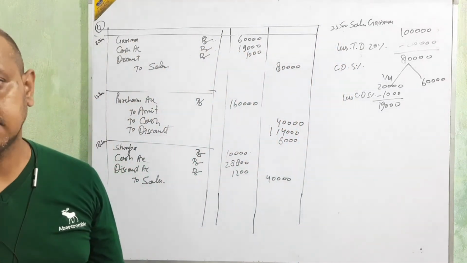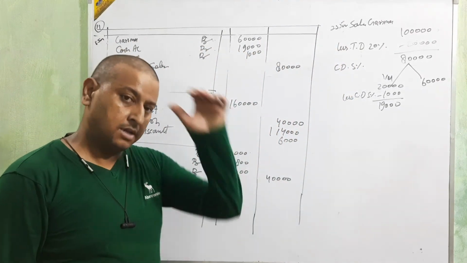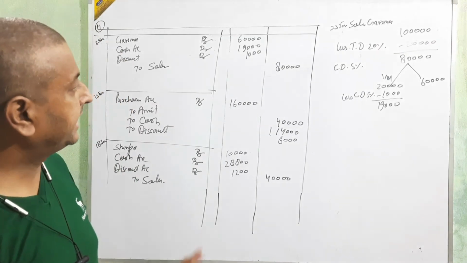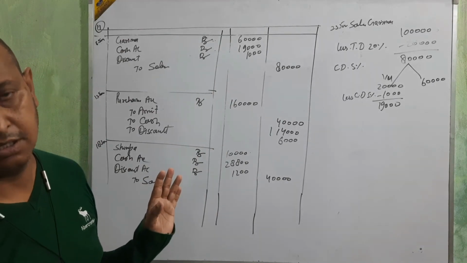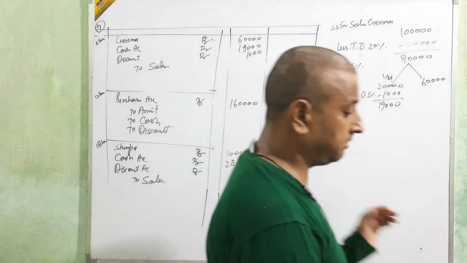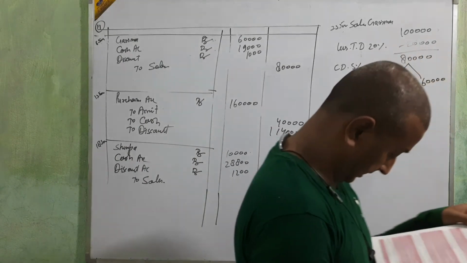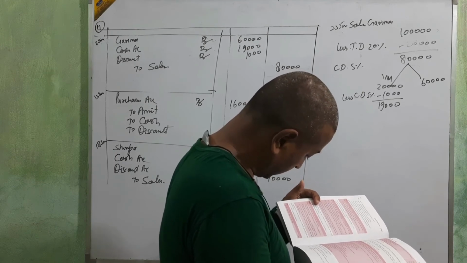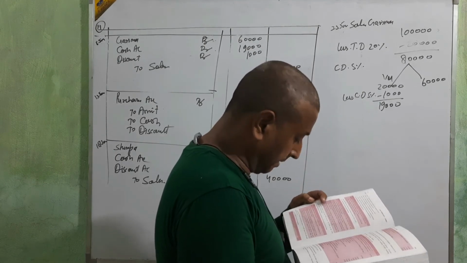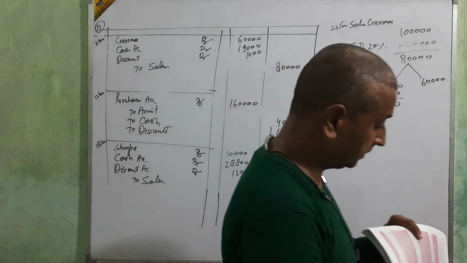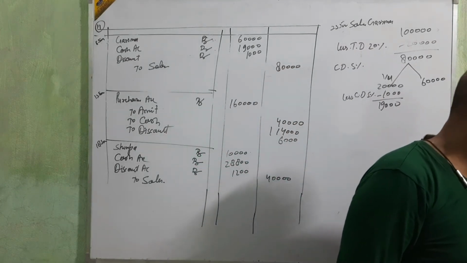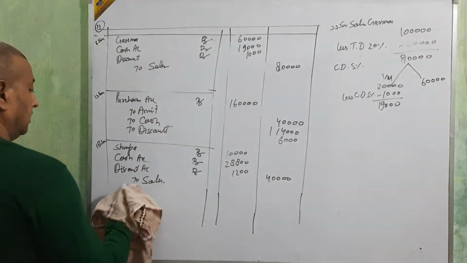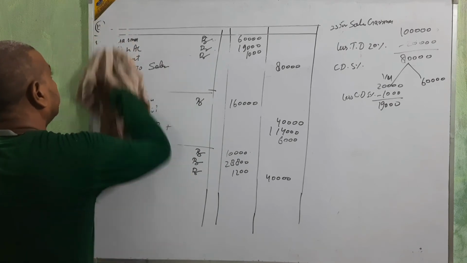Okay, beta? 26. Okay. Clear? Clear or not? It's a very important question, beta, because this type of question is coming in the exam. So I am going for the next question. Third question. Ready for the next question?